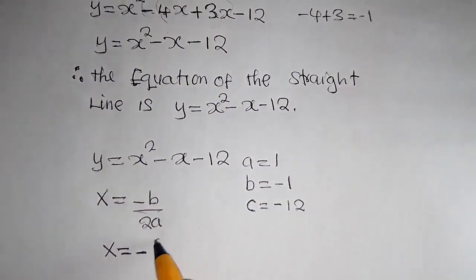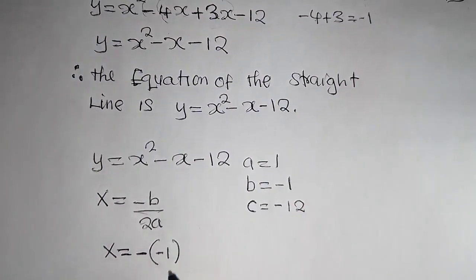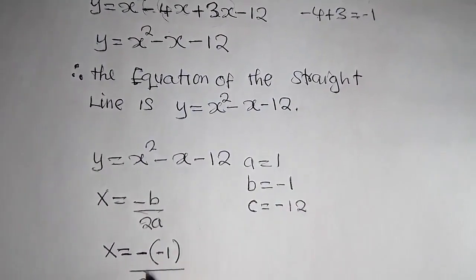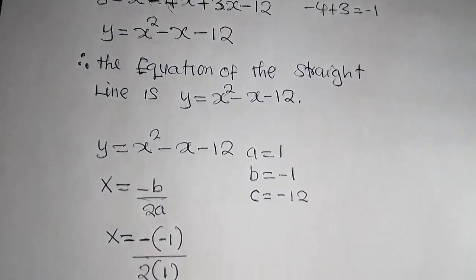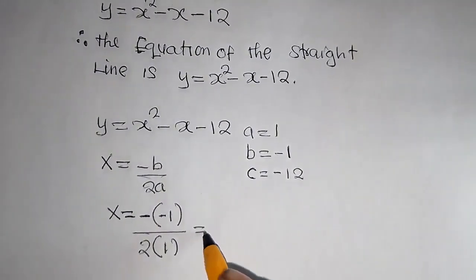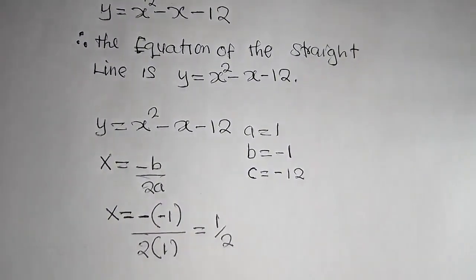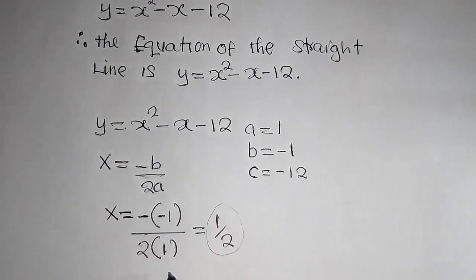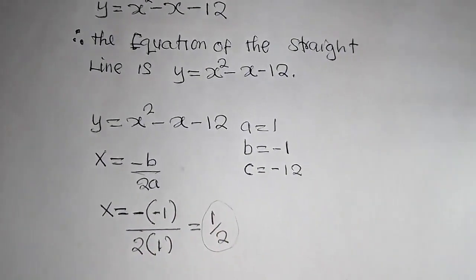So negative b is negative 1, so you say negative 1 over 2a. What is your a? Your a is 1. Which is equal to 1 over 2. So 1 over 2 is the value of x. Let us find y.